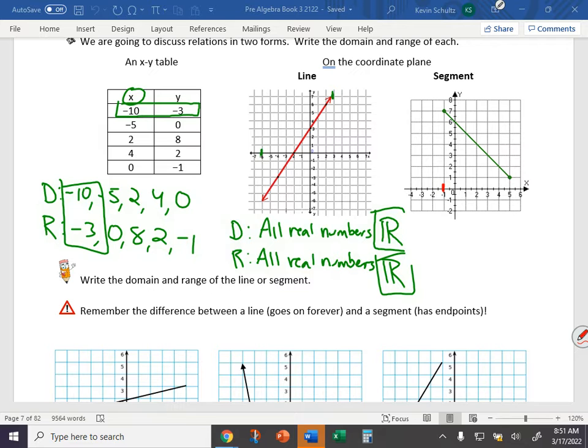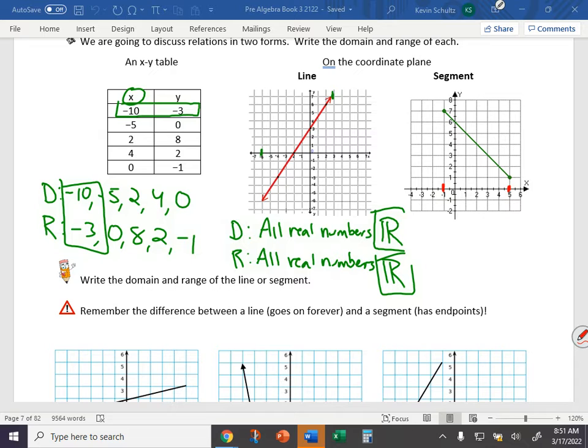The point on the right is at +5 on the x-axis. So the domain of this segment seems to travel from -1 all the way to 5. But unlike a table, we can't just write -1, 0, 1, 2, 3, 4, 5. Why not? Why can't we just include those integers here if I'm asking for all the x values that this segment covers?